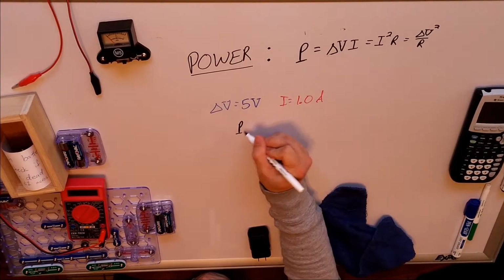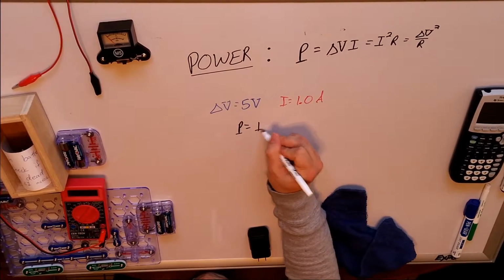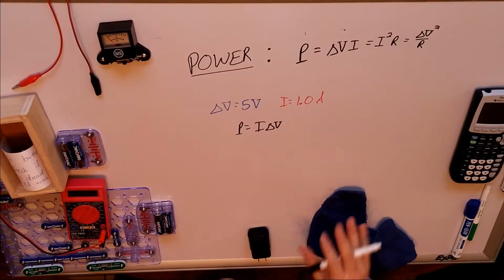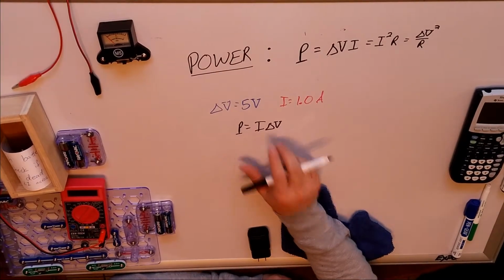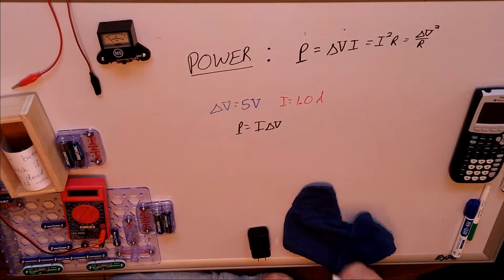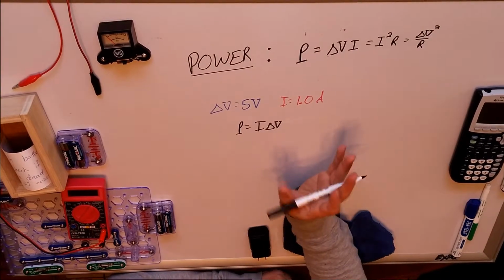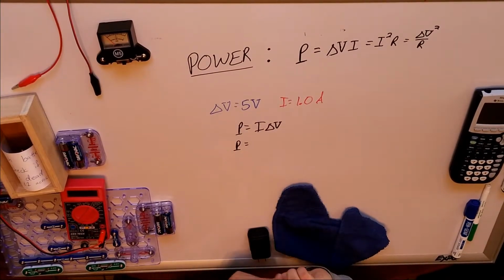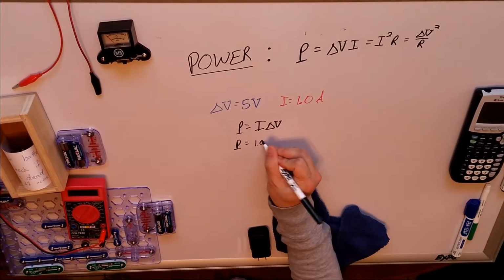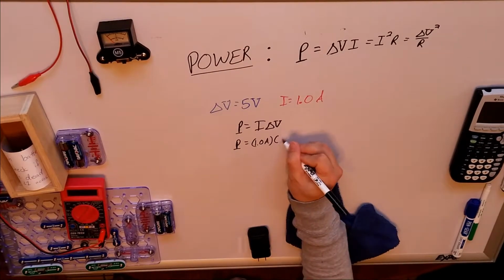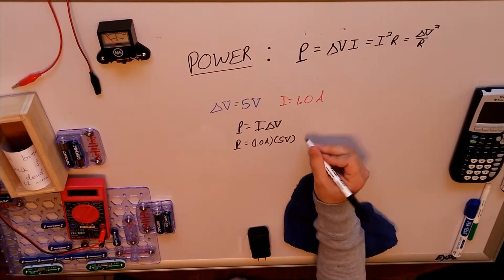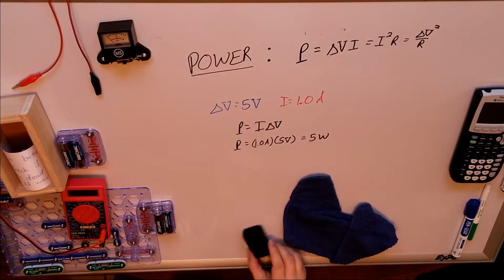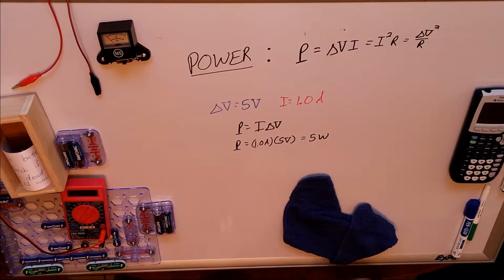I can do the following. P equals I delta V or delta VI. Sorry, I kind of go back and forth. I think I'm more comfortable with I delta V. That's how I had always learned it. So I may start writing it that way. But it's multiplication. Order doesn't matter. So P equals I, 1.0 amp times 5 volts. And I get the following: this is a 5-watt charger. That's the power that it has to charge things.